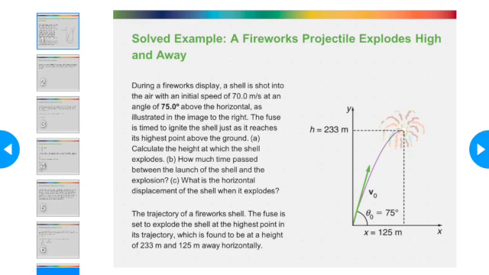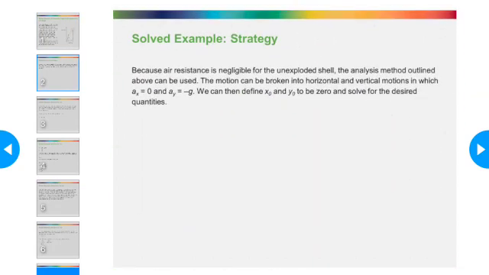So here's just an example we're going to talk through. A firework projectile explodes at a high altitude. Specifically, it explodes at its maximum height. So we want to find that maximum height. That's part A. Part B, we want to find out how much time has passed between the launch of the shell and the explosion. And part C, we want to figure out the horizontal displacement of the shell when it explodes. Now they have those things calculated in the picture already for us, but we're going to show how to find those things.